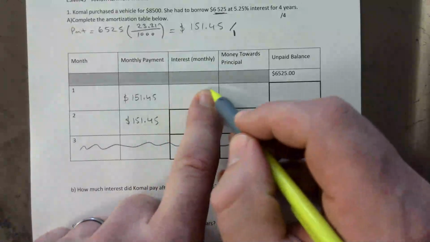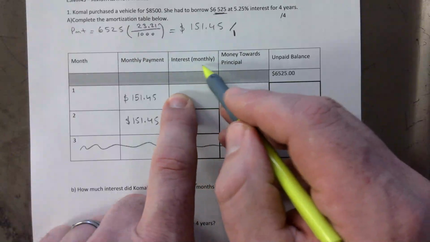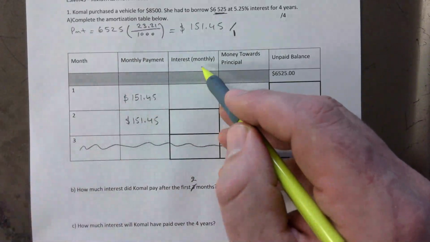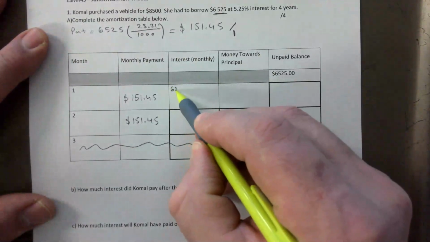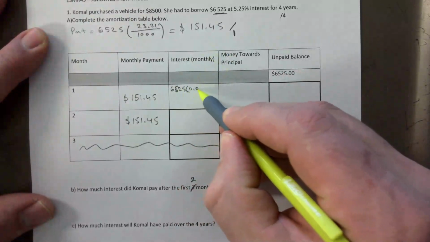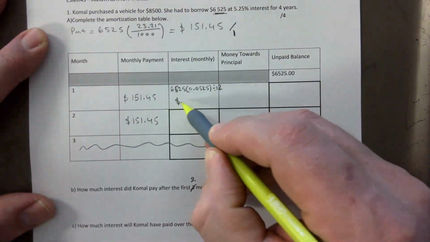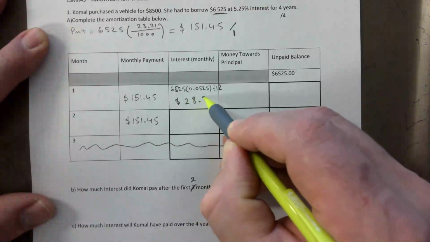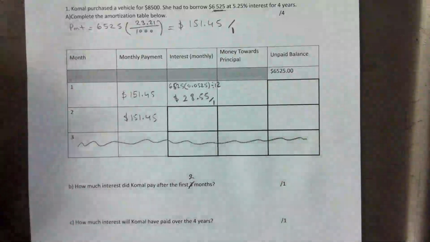Then you need to figure out the interest for the first month. This is literally asking you for how much of it was paid in terms of interest on the first month's payment. So you take your unpaid balance, 65.25 times the interest rate, divided by 100, of course, and all of that divided by 12. You get 28.55. I'll give you 1 mark for that. Okay.